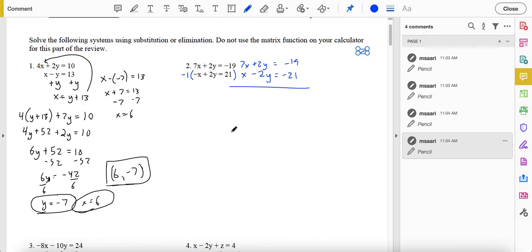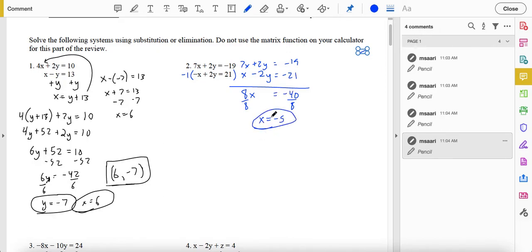Now we can add these, and our y's will cancel out. So I've got 7x plus x is 8x equals negative 40. So solving for x, we divide by 8. x equals negative 5.